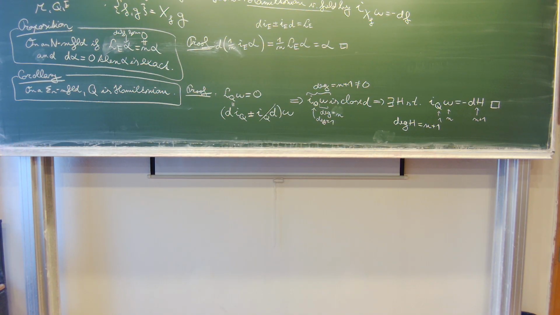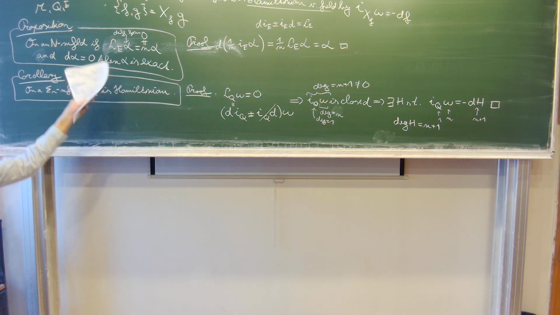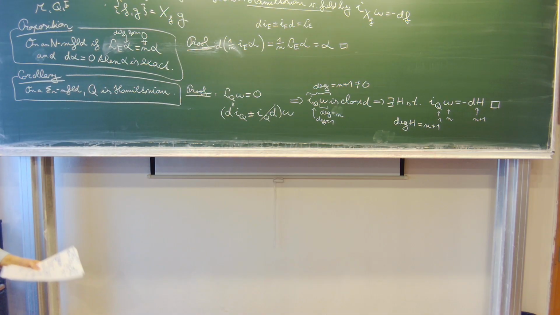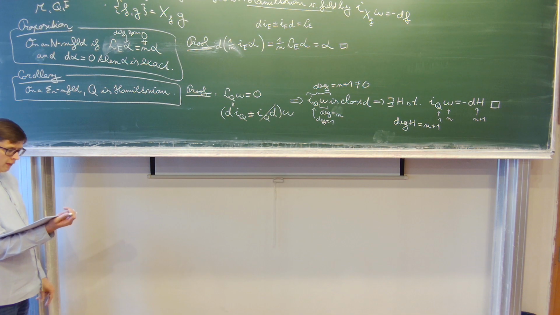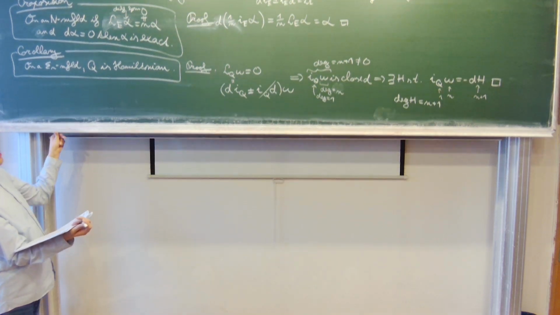So in fact, we have 3 types of gradient: parity, degree of form, and the Z gradient given by the Euler vector field. Yes, that is very true. But here I'm so far talking about this one.